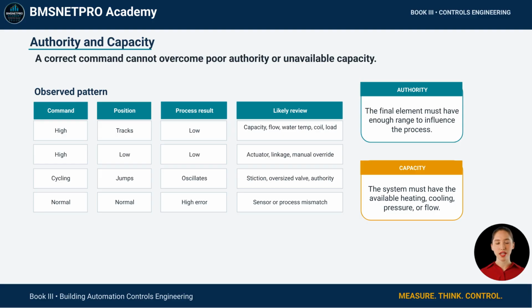A cooling valve at 100% with warm discharge air may mean warm chilled water, low flow, fouled coil, excessive airflow, or load above design. The controller may be showing demand correctly. The engineer must verify why the physical system cannot deliver.